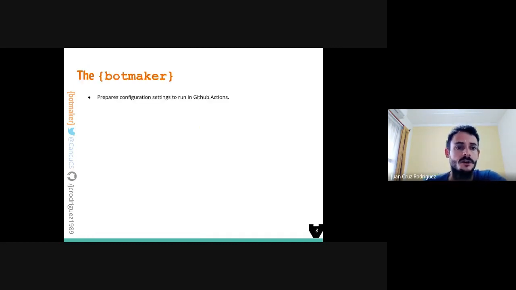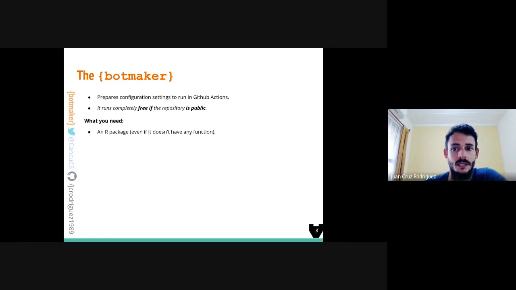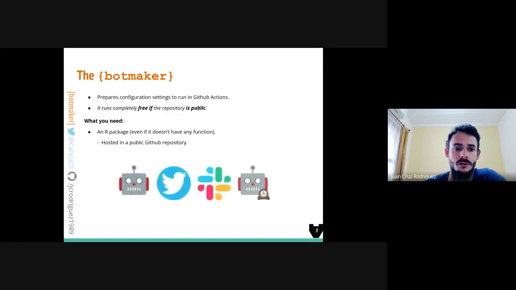So let's talk about the BotMaker. Well, this package prepares the configuration settings to run in GitHub Actions. It runs for free if the repository is public. So what do you need to make it run? You need an R package, even if it does not have functions in it, and it needs to be hosted in a GitHub repository. And that's it. You are all set to develop your own bot, a Twitter bot, a Slack bot, or any other scheduled bot you might need.